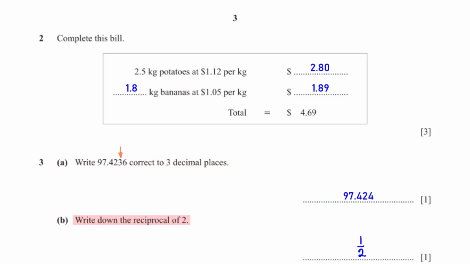Write down the reciprocal of 2. The reciprocal of any number is 1 over the number, so the reciprocal of 2 is 1 over 2.